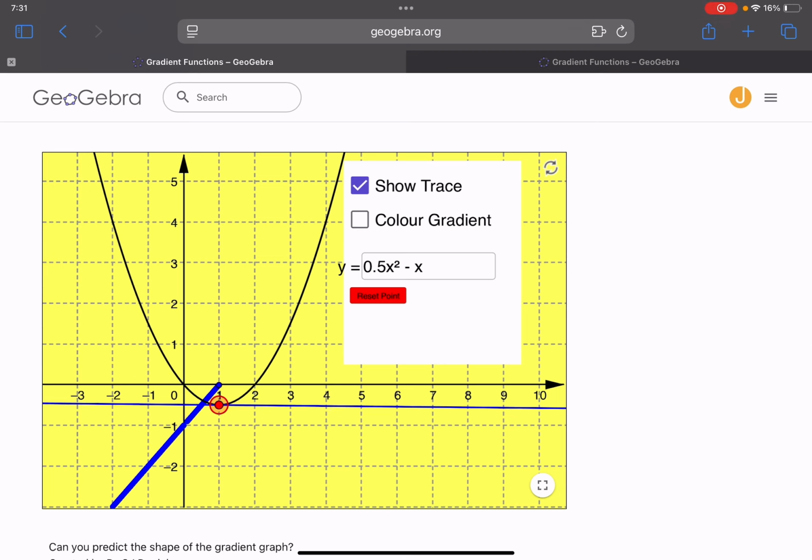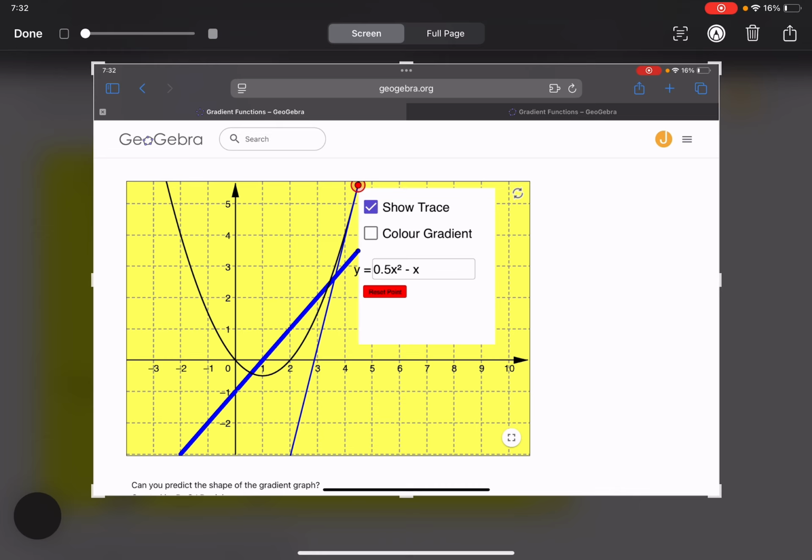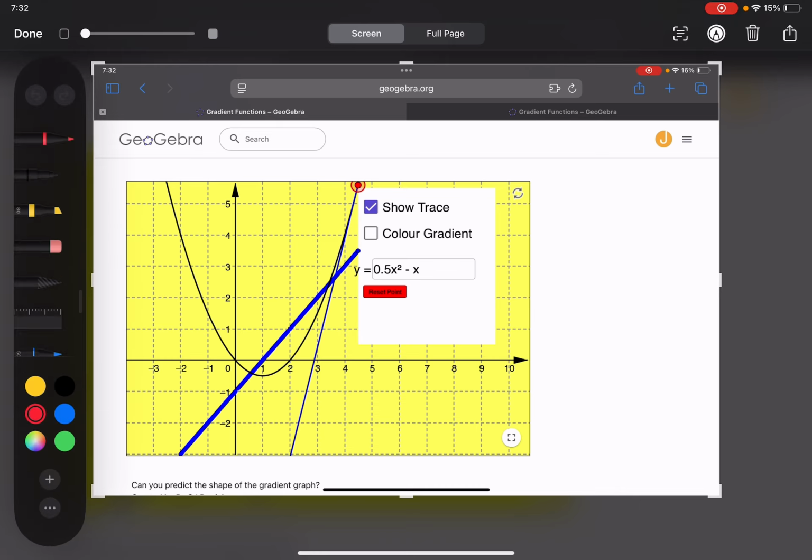Notice when I get to this stationary point here, the gradient is 0. So my gradient function is going through the x-axis because the gradient is 0 at this point. And now the gradient is positive, so now my gradient function is above the x-axis. It's an increasing function now. So, where we had the turning point, when the gradient was 0, my gradient function is crossing the x-axis at 0.